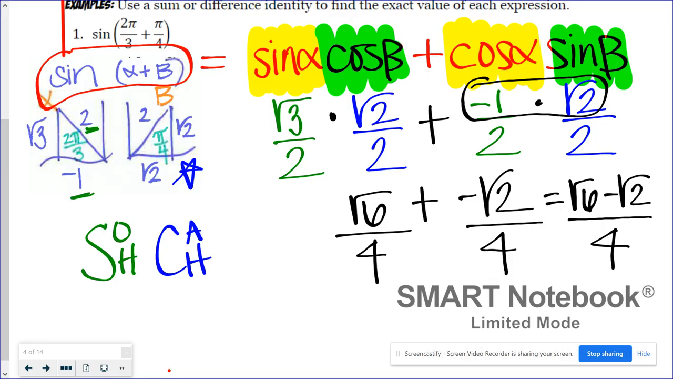I am going to leave it just like that, because you can't actually subtract the square root of 6 minus the square root of 2 and get the square root of 4. It doesn't work that way. So we just leave it like that. But that's how you use these sum and difference identities, and with these particular ones, we were working with those special angles. So why don't you try the few that are on your Google form, and then we'll take a look at some other types of these problems.